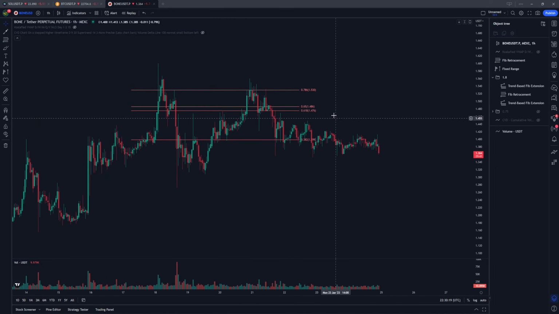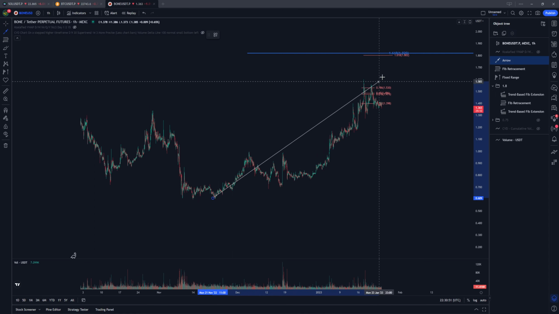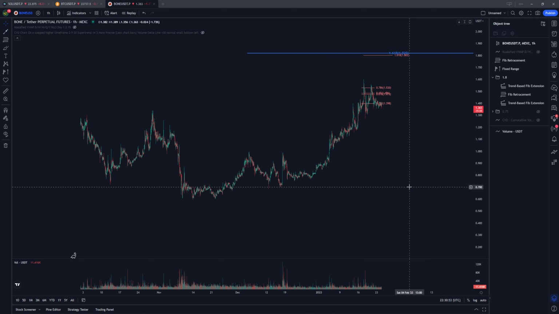Just because this price action here, the market structure, it's just up. There's no real good pullbacks here. It's higher highs and higher lows the whole way up. So there's nothing really bearish about the market structure here.